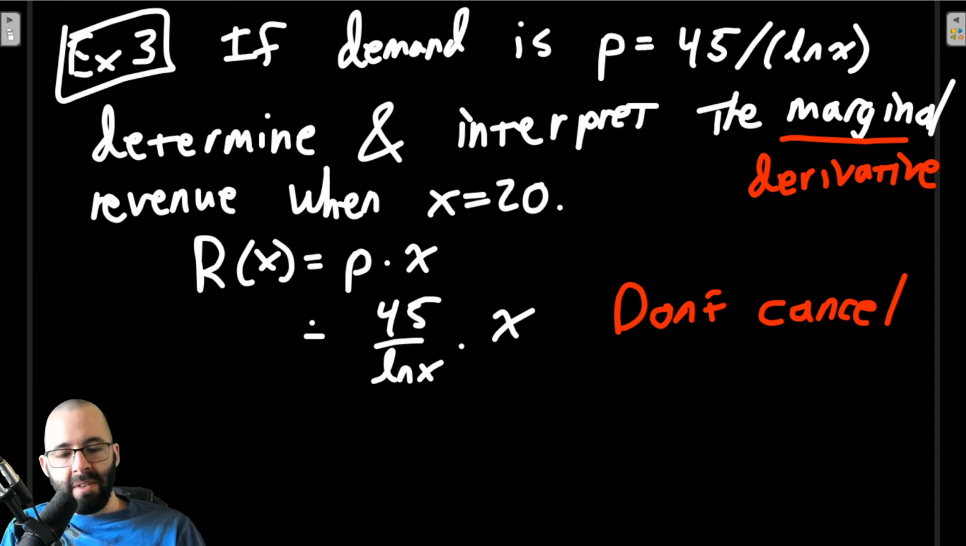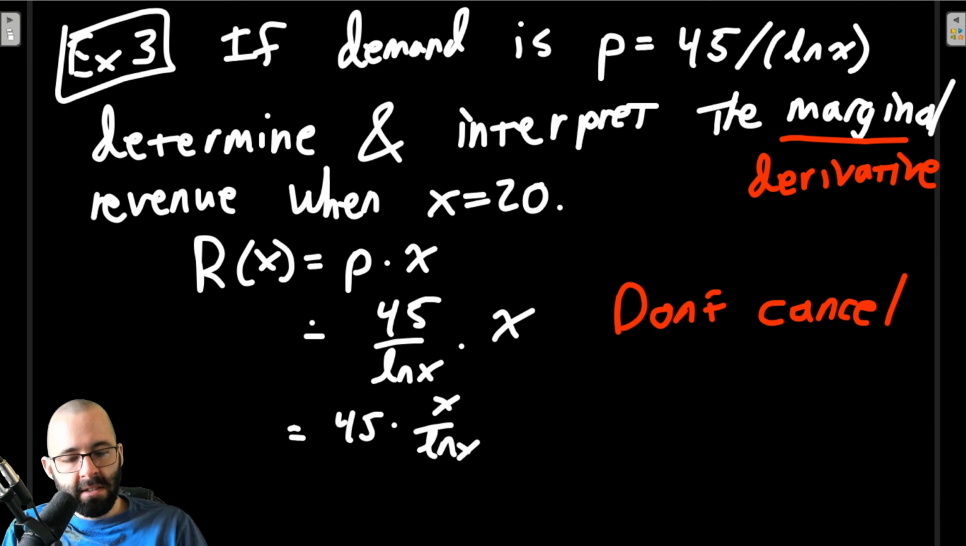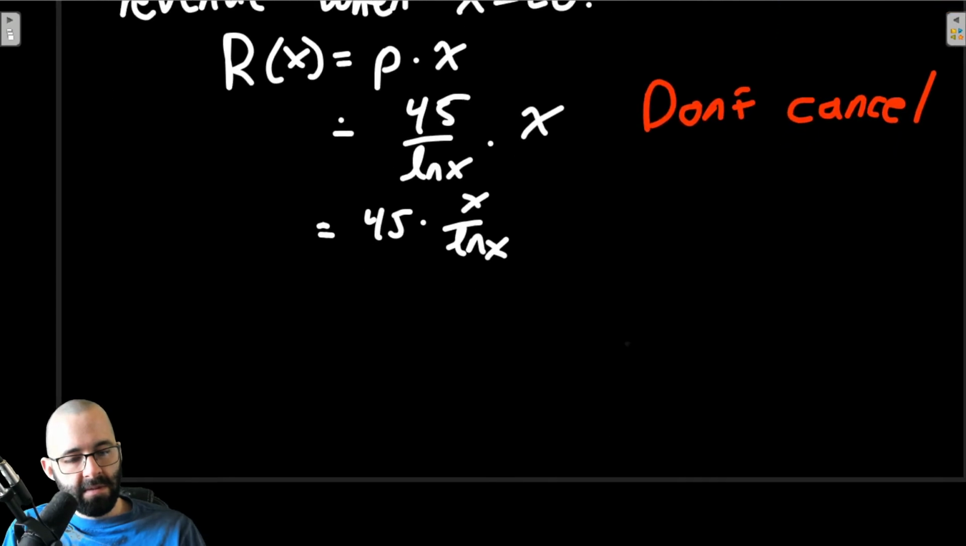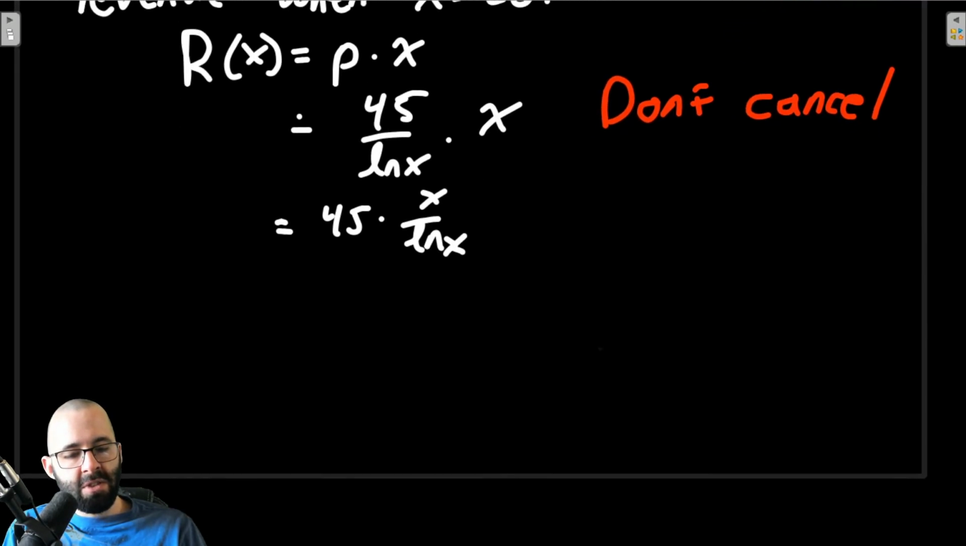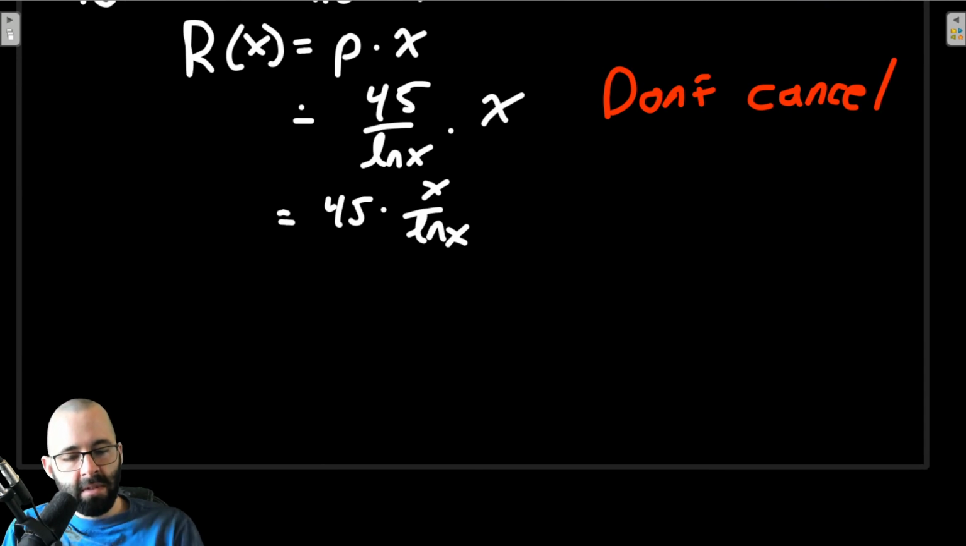And we need to take the derivative of this. We could rewrite this a little bit if we wanted to, or we could just get derivating. We could write this as 45 times x over ln x. We'll have to use the quotient rule when we take the derivative here. Again, we want marginal revenue. Marginal revenue is the derivative of the revenue function. It'll be R prime of x.